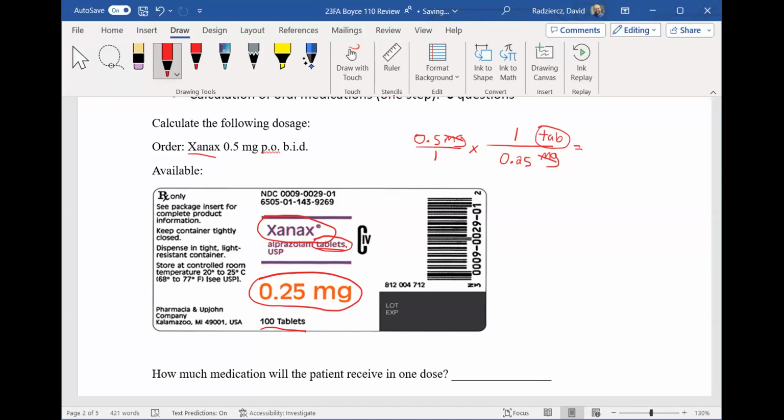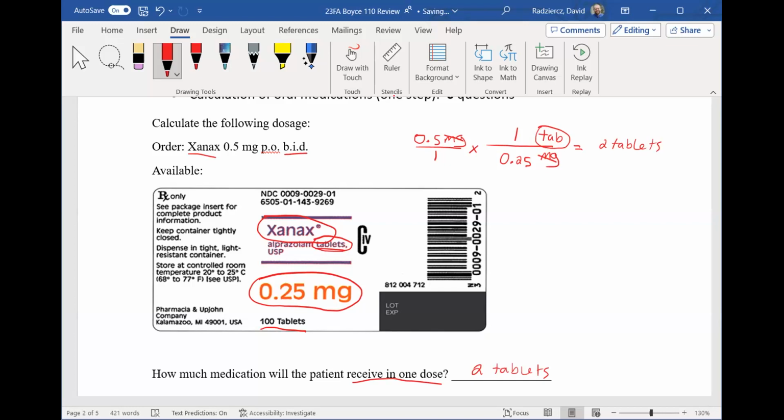Think about, we're giving this to a person. You can't say, here, take 0.5 milligrams. They don't know what you're talking about. You're going to say, take 2 tablets, right? You're going to hand them the cup, and then 0.5 divided by 0.25 is 2. So you're giving them 2 tablets. And then the question will say, how much medication will your patient receive in one dose? You'd write 2 tablets.